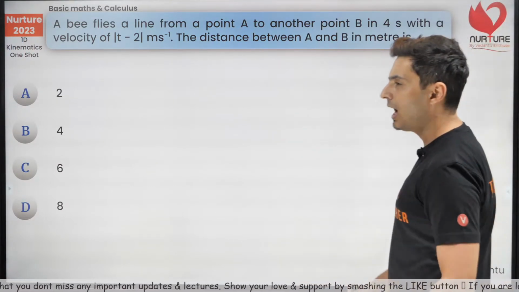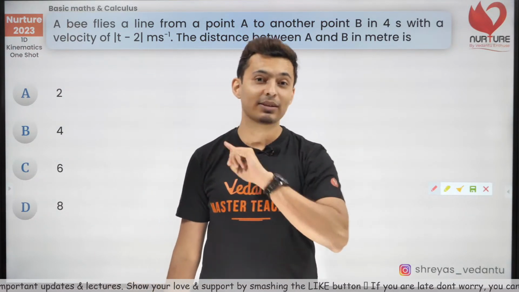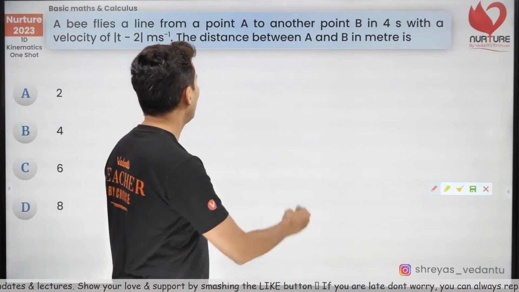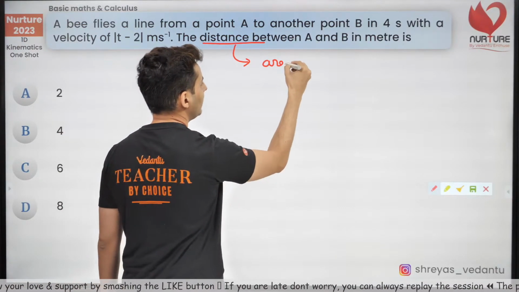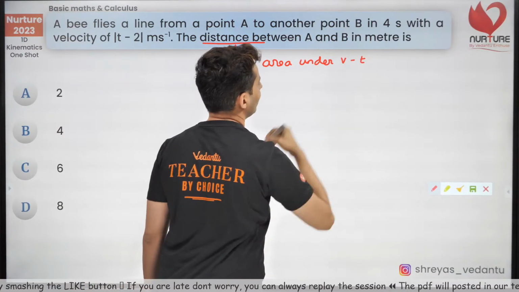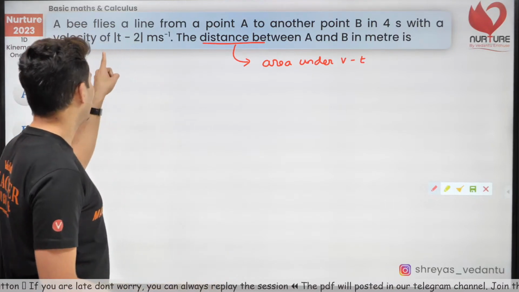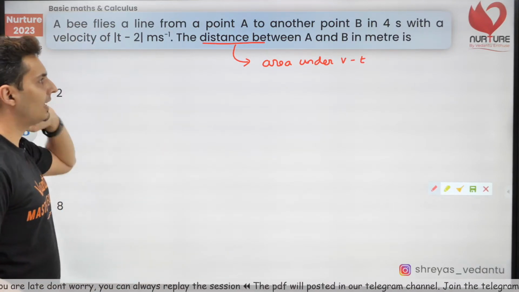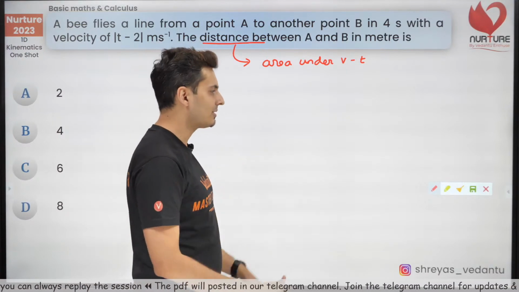I'll tell you what. I will not even write equations. I will do it graphically. Why? Because displacement between 2 points is area under the velocity time graph. So I don't have to actually integrate. And I'll tell you why I don't have to integrate, because this is a straight line equation. Whenever I see a straight line, I get excited, because yeah, things are going to be simple.